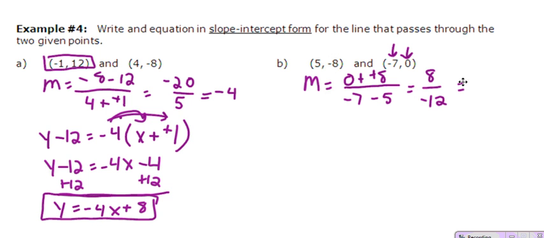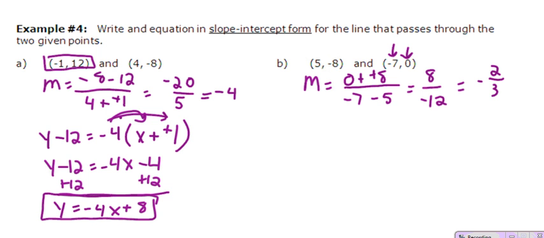8 divided by 12 doesn't go in evenly. That's going to happen sometimes. You're going to have fractions. But I can simplify these. Both of these are divisible by 4. 8 divided by 4 is 2. 12 divided by 4 is 3, and there's a negative, so it's negative 2/3.